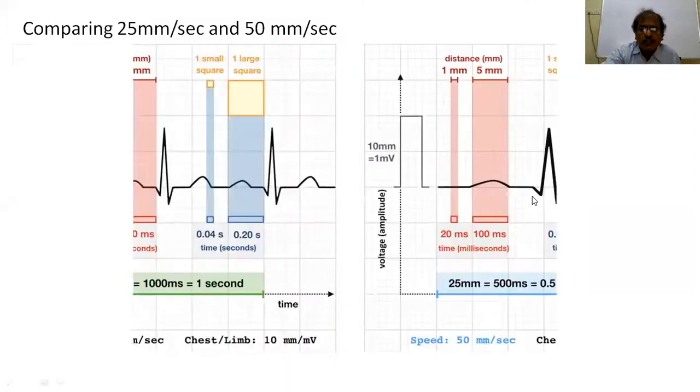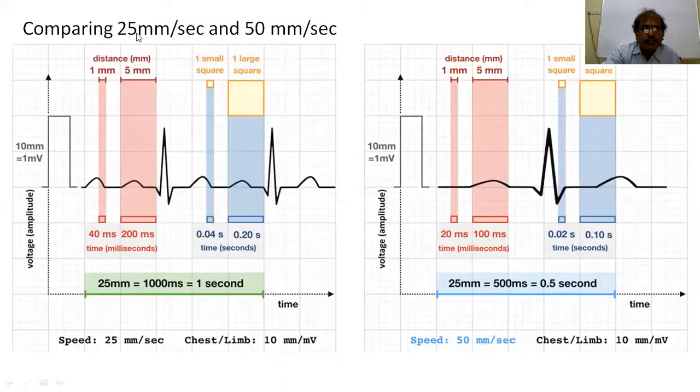So now if we compare 25 millimeter and 50 millimeter: 1 millimeter distance here is 40 milliseconds. At 50 it is 20 milliseconds. Similarly, the 5 millimeter distance is covered in 200 milliseconds at a speed of 25 millimeter per second, whereas the same 5 millimeter distance is covered in 100 milliseconds when the paper speed is set at 50 millimeter per second.